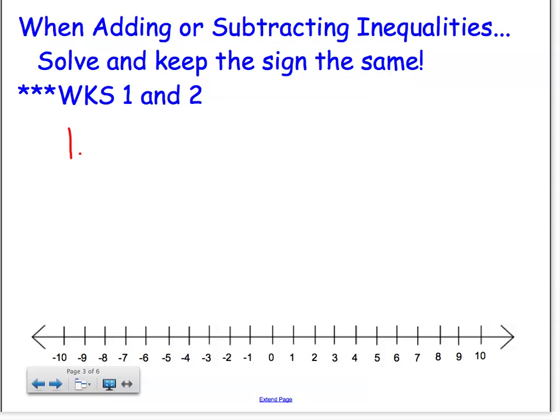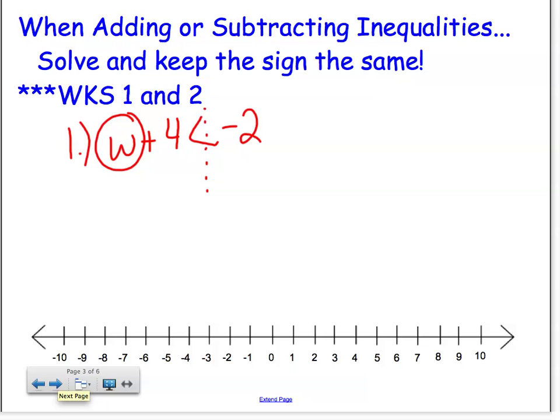Number 1 on the 4.8 side, which is solving by adding and subtracting, we see W plus 4 is less than negative 2. All right? So what I need to do here is just pretend that this sign is like an equal sign and split my equation so there's 2 sides, okay? I want to get W all by itself, so I need to do the opposite operation of a positive 4, which means I need to subtract 4. What I do to one side, I also do to the other. These cancel and I'm left with W on this side.